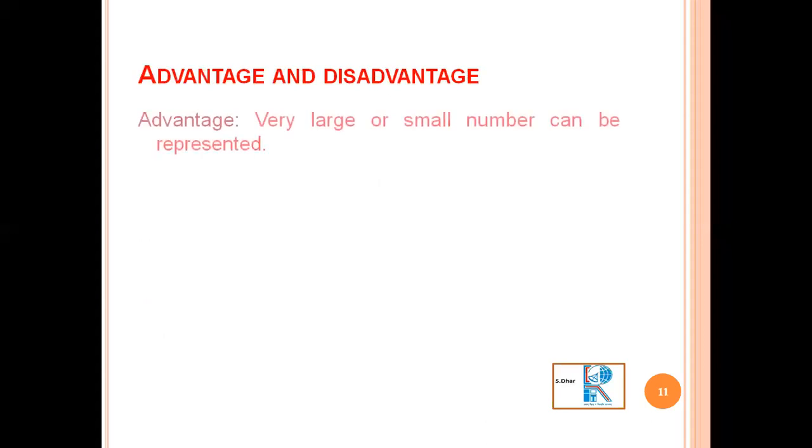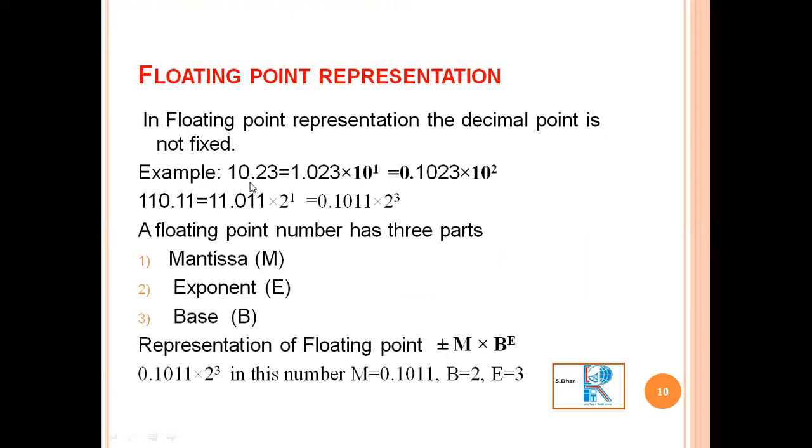Now, advantage and disadvantage. The advantage of floating point representation is that very large or small numbers can be represented. Question is how? See here, 10.23. Suppose if I take 1 bit for 1 digit, 4 digits are required. Clear? Now here also, in this case, 1, 2, 3, 4. If I represent only the mantissa and exponent, we require 1, 2, 3, 4 and 1 bit. Clear? That means 5 bits. Obviously, it is more here.